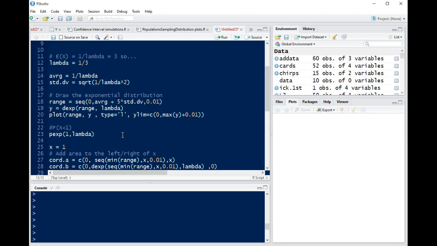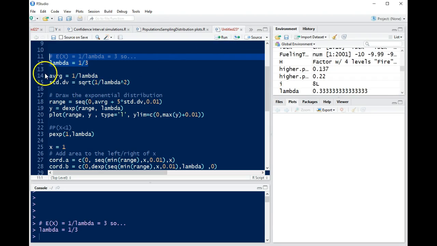Okay, so first off, let's go ahead and define what lambda is. Recall that the expectation of an exponential random variable is 1 over lambda. In this example, the expectation is equal to 3. So that means that lambda is equal to 1/3, or in other words, lambda is always going to be 1 over the expectation. So let's go ahead and define lambda.